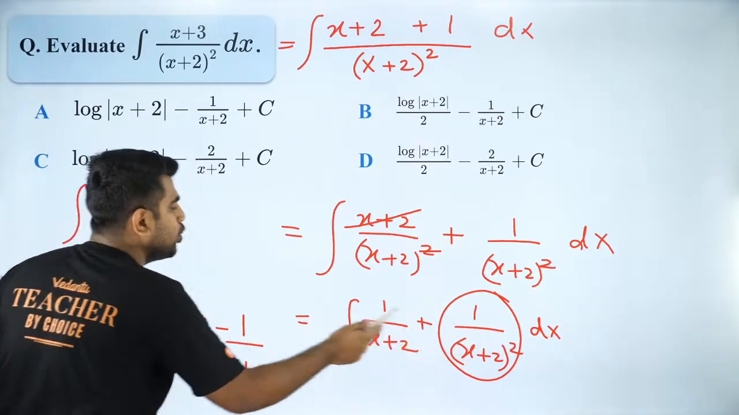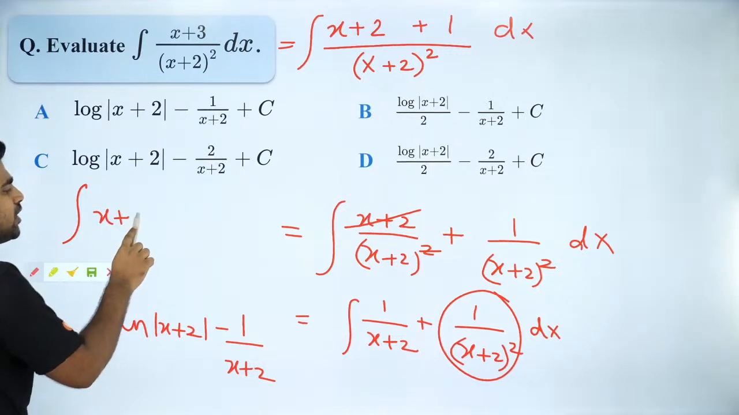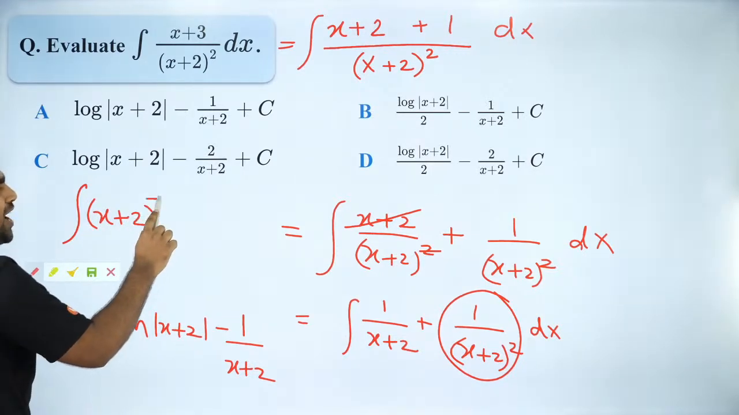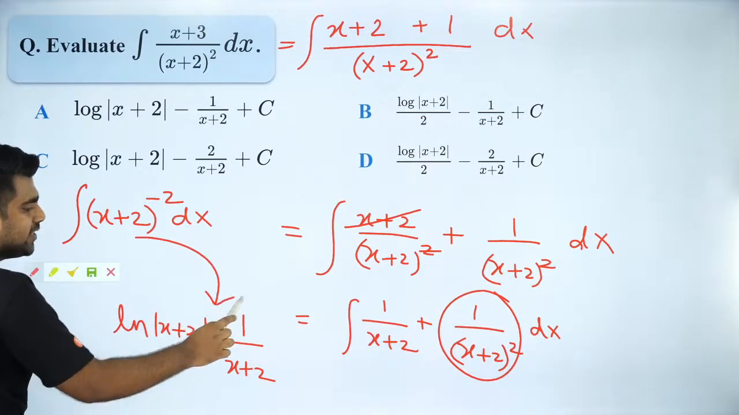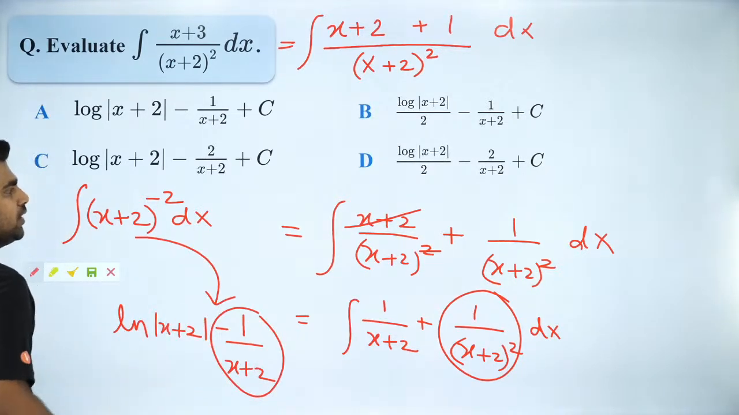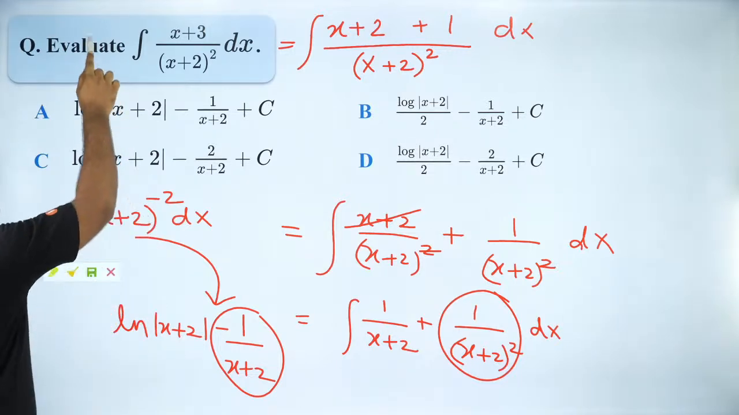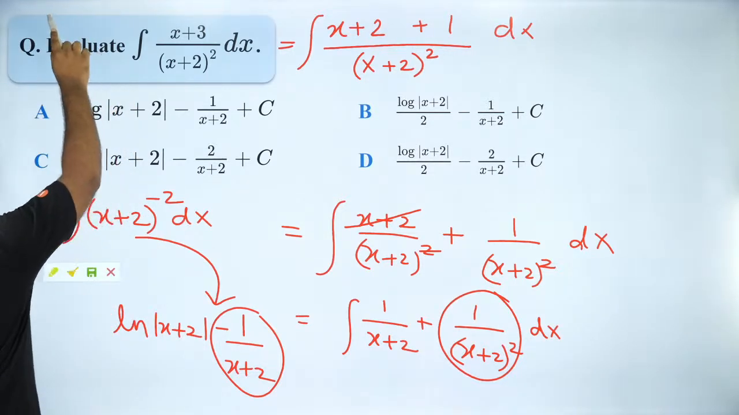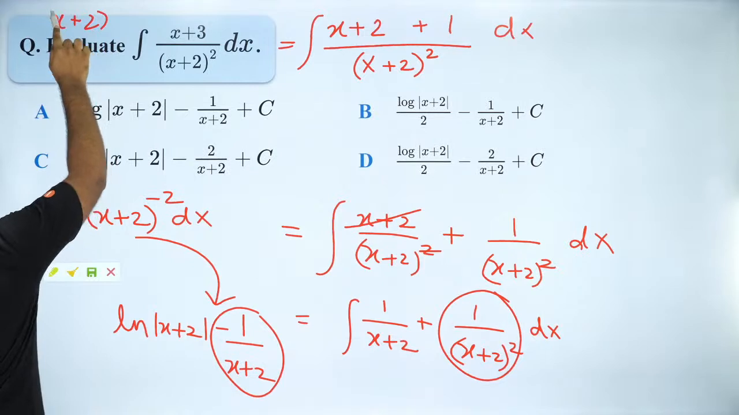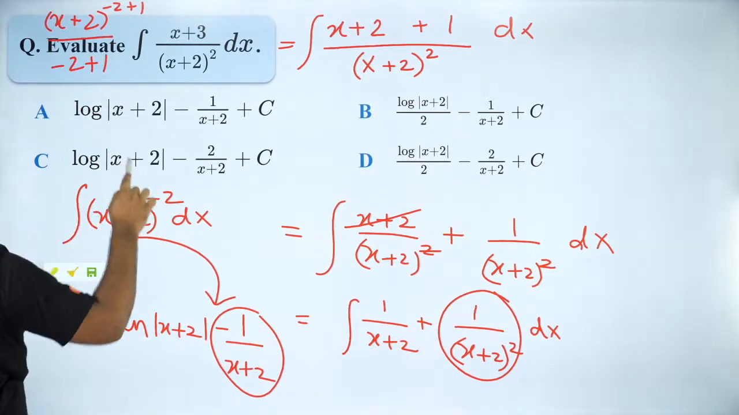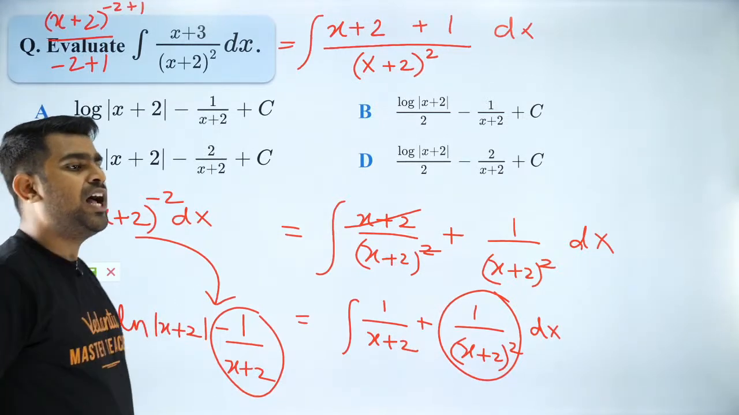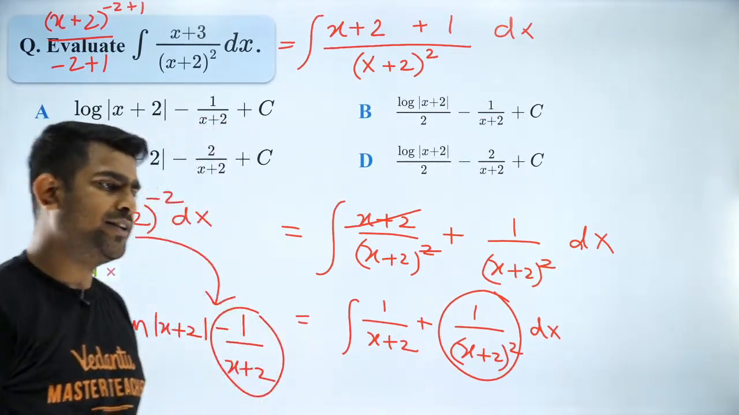1 by (x plus 2) whole square. So I can write it as 1 by (x plus 2) whole square. So that integral is the second part over here, because it is nothing but x to the power n plus 1 by n plus 1. So that is how I got the second term. I hope you guys are clear.